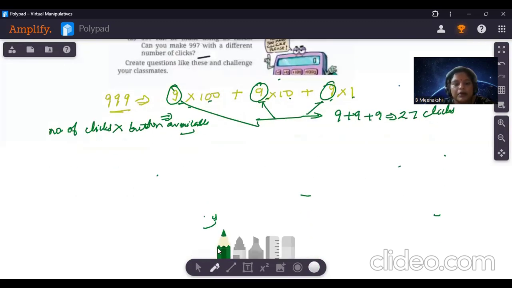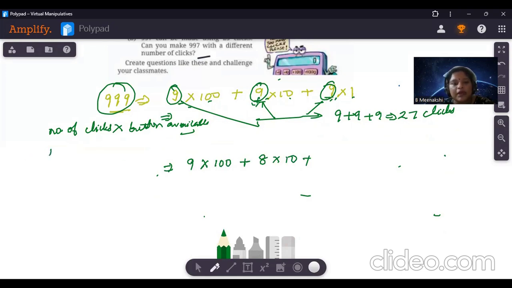Okay. Now if you see here, by alternating the number of clicks, we can obtain a larger three-digit number. So let us try to reduce this and increase on this. So 9 into 100 plus 8 into 10. Now we need to increase accordingly.